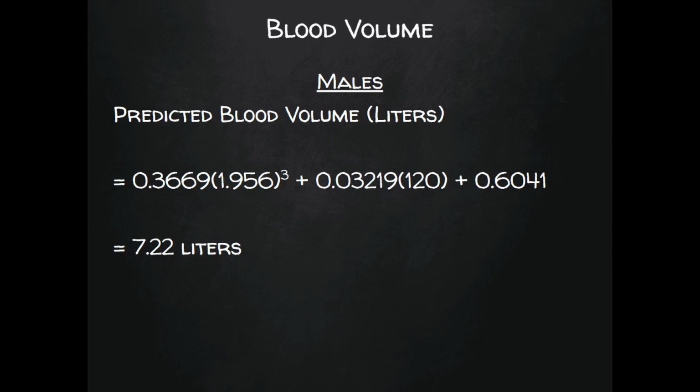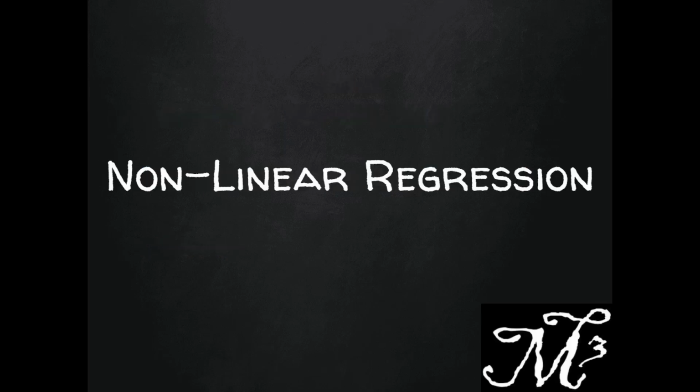This was pretty interesting to me, so I decided to calculate how many liters of blood I have in my body. So I took my weight in kilograms and my height in meters and plugged it into the formula here for males and calculated that I have 7.22 liters of blood in my body.